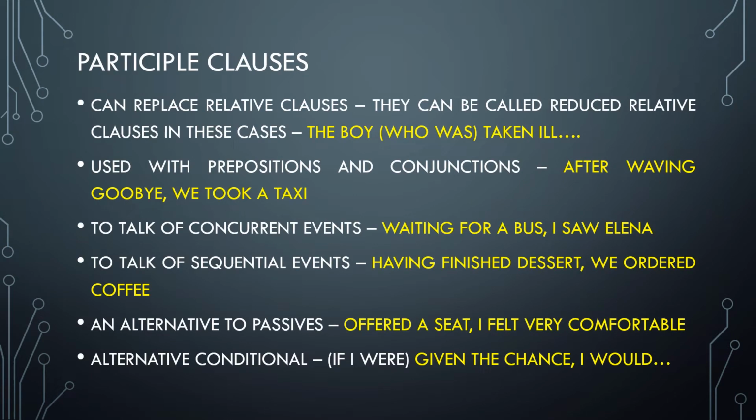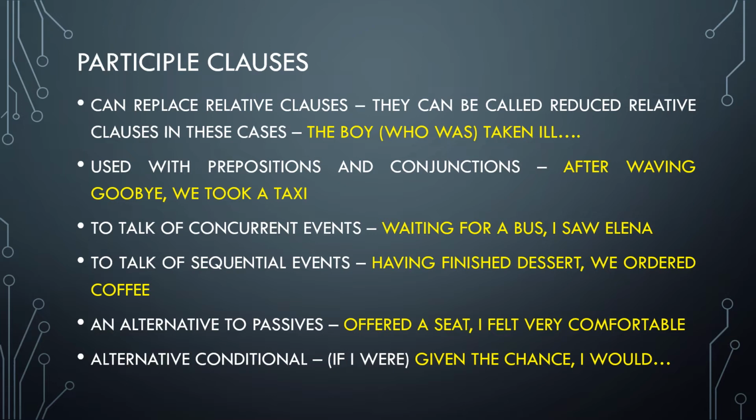Participle clauses create a new dynamic in a sentence. They make cause and effect seem closer. They close down the time between different events. Very exciting, very dynamic, very easy to use wrongly. But here's an easy way to create one. I can replace relative clauses, in which case they're called reduced relative clauses, because you're taking out the relative pronoun and the verb to be. The boy who was taken ill becomes the boy taken ill. That's an easy, safe way to create a participle clause.